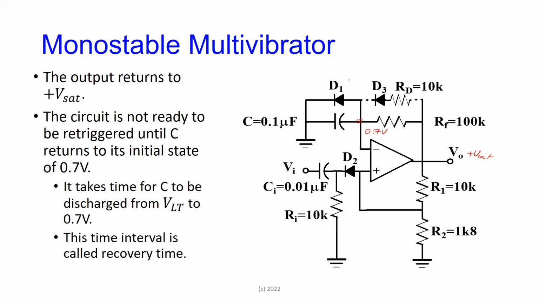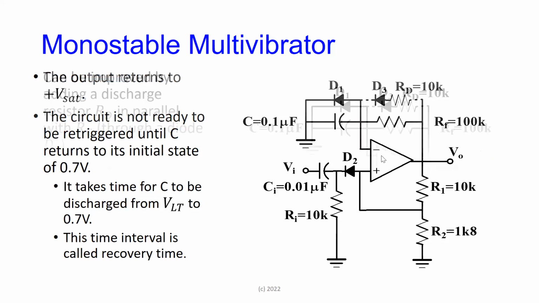What they sometimes do is put an additional resistor and diode to help the capacitor discharge faster. Once it's discharged, to get it back to the 0.7 volts, because here's plus VSAT, they put a diode in the circuit that bypasses this big resistor with a smaller one. So you charge the capacitor back up quite quickly. But you don't have to remember that. What I'm more interested in is you understanding how the circuit works.